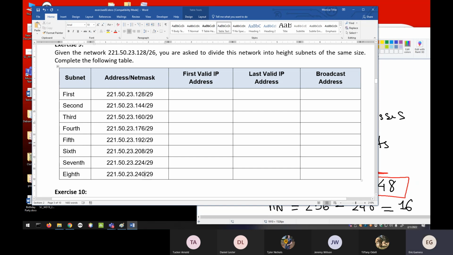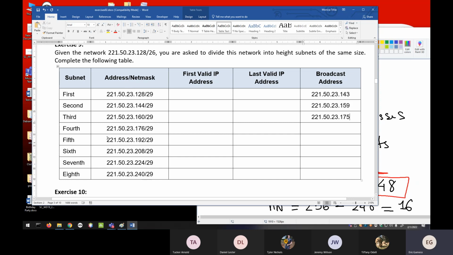So look, if the second subnetwork starts here, this subnetwork must end where? One IP address before 144 is 143, isn't it? Okay, if the third subnetwork starts in 160, the second subnetwork must end where? In 159. If the fourth subnetwork starts in 176, the third network must end in 175.